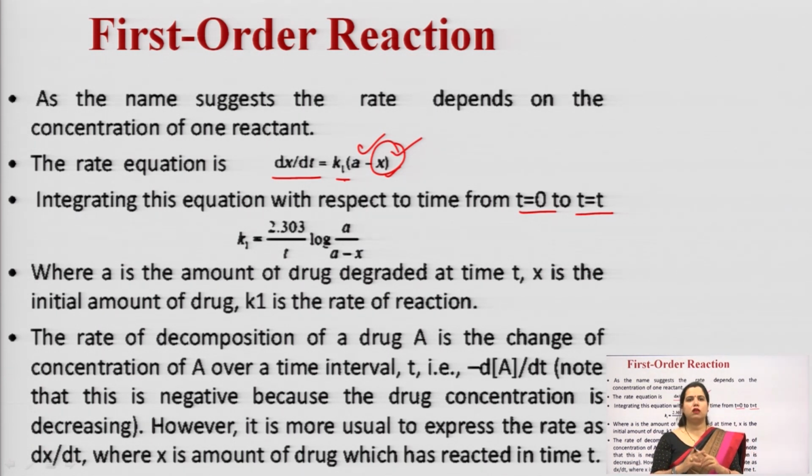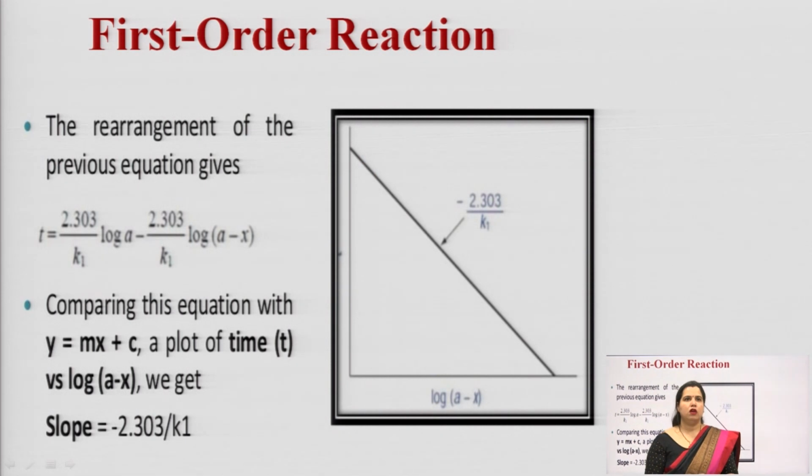So, x represents the concentration. Generally we do not say amount when we measure the rate of reaction; we say the concentration of drug participating in the reaction. So, x is basically the amount in terms of concentration which has reacted in time t. This is how we usually identify a first order reaction using this formula, and it depends on the concentration of one reactant.